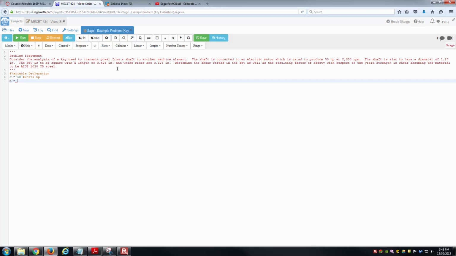The next thing I know is it's spinning at 2,000 RPMs. And so just like that, I've got units of RPM. Let's keep that consistent. The diameter of the shaft, so we'll call D underscore shaft, is 1.25 inches. We've got the length of the key, so L underscore key is 0.65 inches.